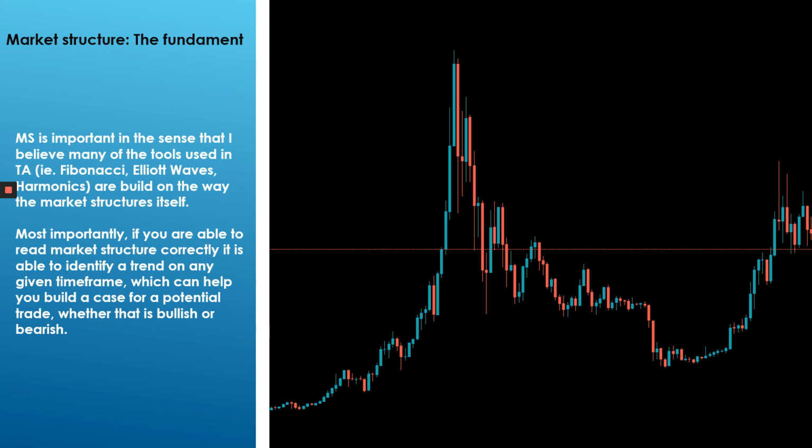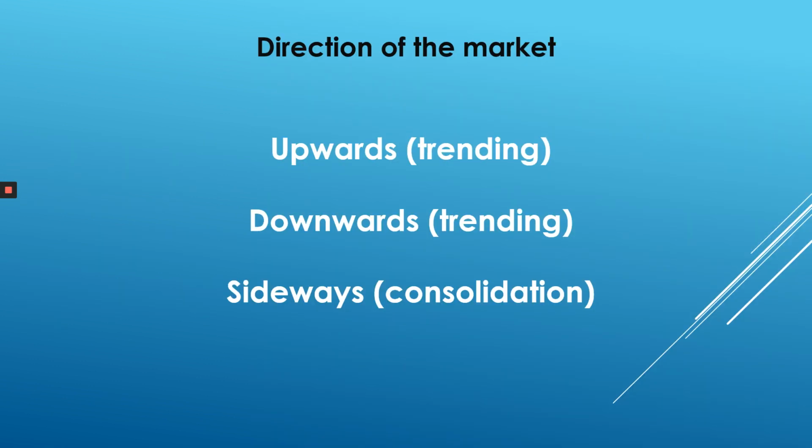Well, with that said, when it comes to trends or determining what direction the market is currently developing in, I think you can subdivide the market in three big categories, or three basic directions, which is upwards movement, downwards movements, and sideways movements.